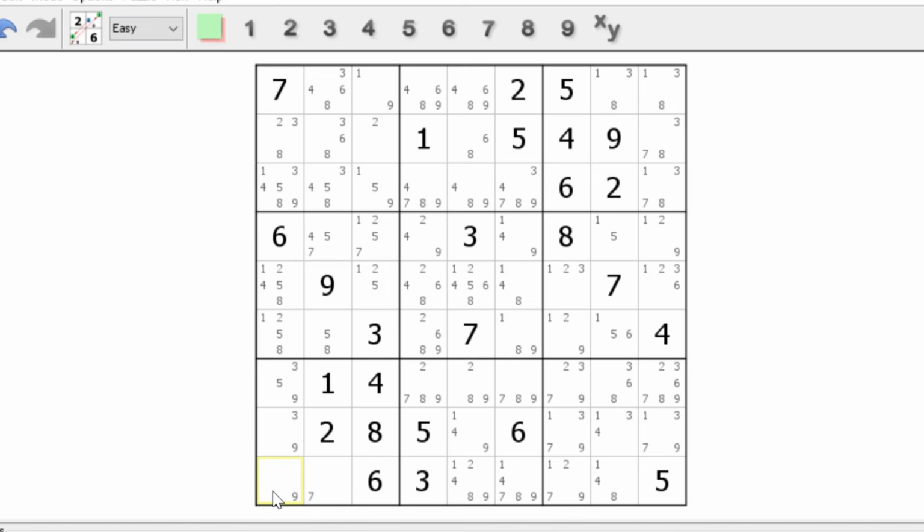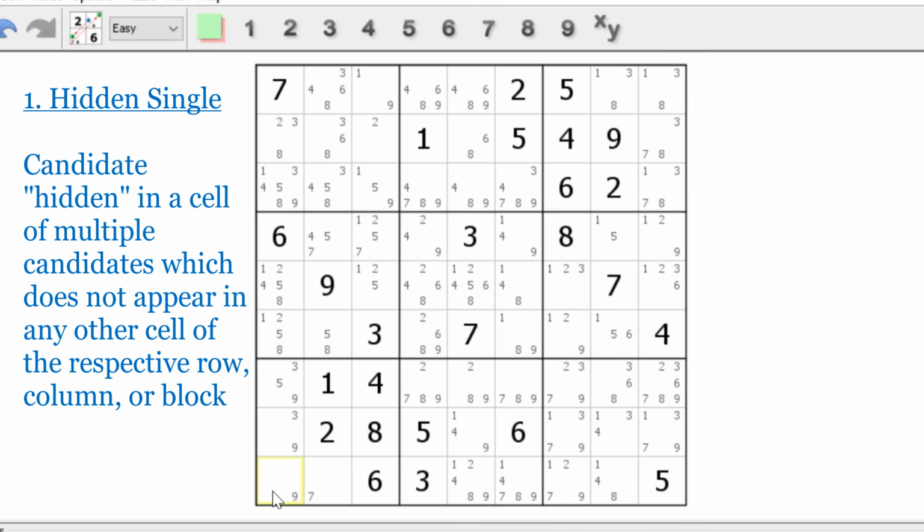Number 1, the hidden single. Hidden single is a cell with multiple candidates, but one of those candidates cannot be in any other cell in the row, column, or block. The candidate is hidden among the other candidates. When you find a hidden single, it's the solution to that cell. In most Sudoku puzzles, the first 5 to 10 cells you solve, they'll be hidden singles. They also come up often when trying to solve the last 2 or 3 cells in a row, column, or block.